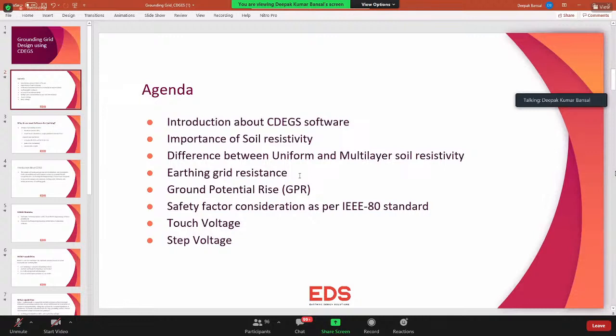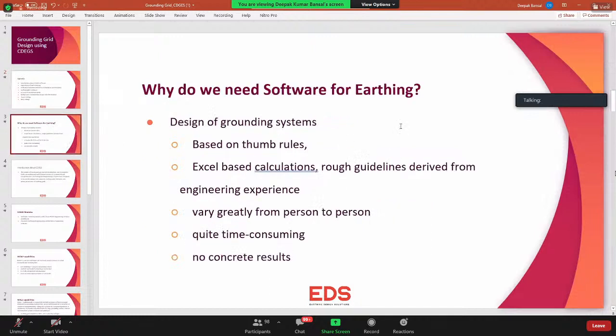We can calculate earthing grid resistance, ground potential rise (GPR), and safety factors, and we can see how they are impacting the whole grid. That's the beauty of this software. Touch voltages and step voltages we will calculate. Actually, I don't have many slides. After a few slides, I will take you to the software directly.